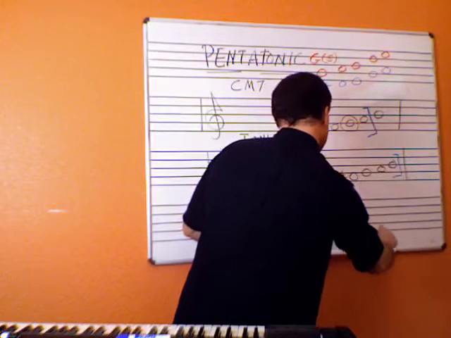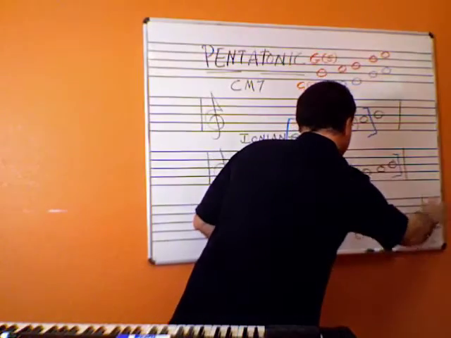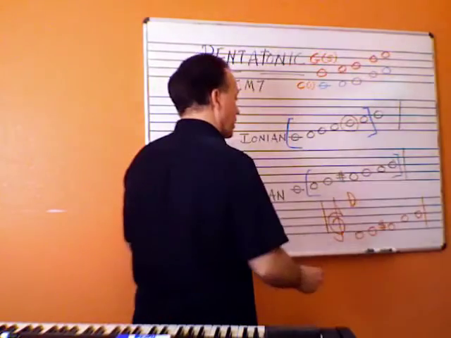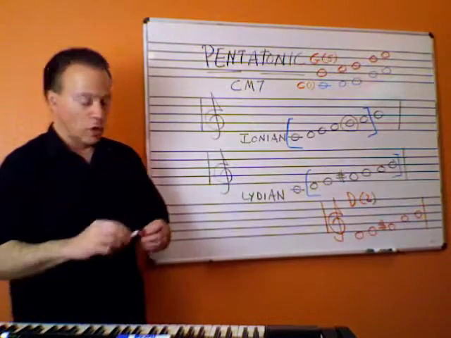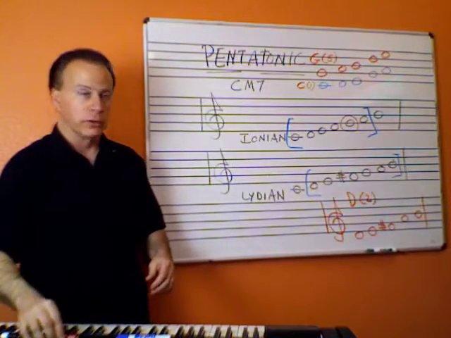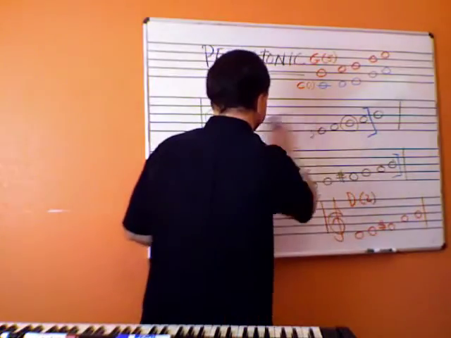We've got D, E, F sharp, A, and B. So the D major pentatonic scale, the one built on 2, is going to sound good on a major 7th chord. Well, that's a lot of stuff to look at, so let's go ahead and simplify things here.